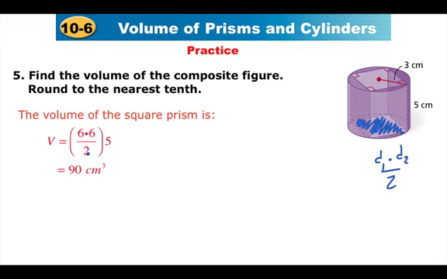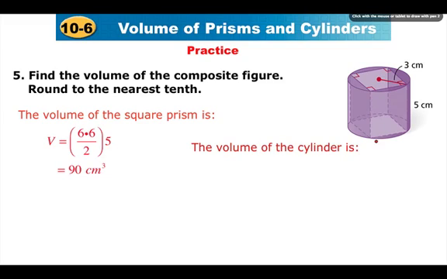So 6 times 6 divided by 2 gives me the area of the square, or if I look at it as a rhombus, times the height, which is 5, and it gives me the following. So this is the volume of the square prism. Now let's compute the volume of the cylinder. So all I need to do is use that formula, pi r squared times the height. So pi, the radius is 3, and then the height is 5. I square the radius, simplify this, and I get 45 pi.